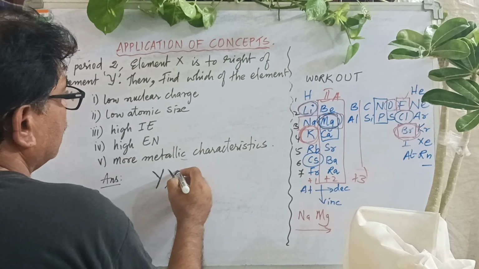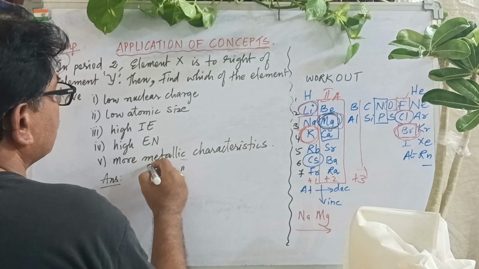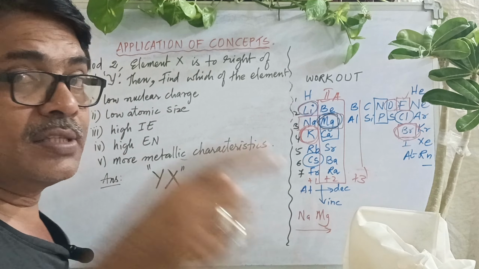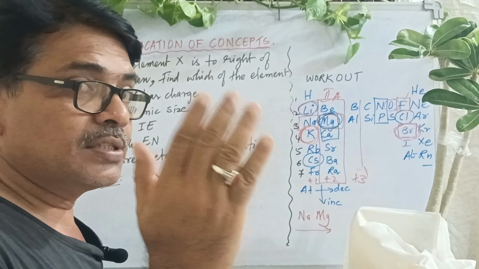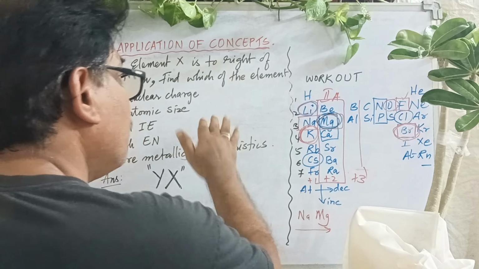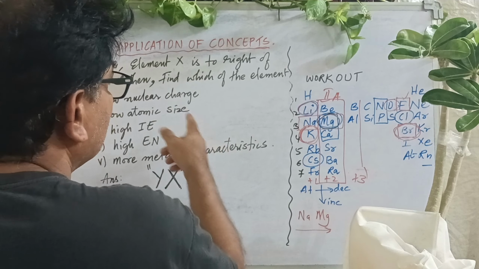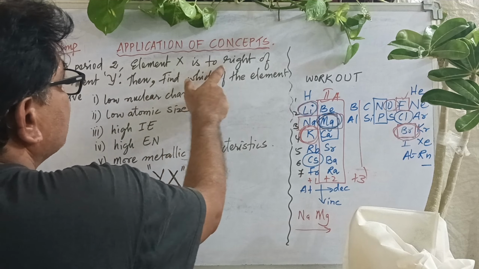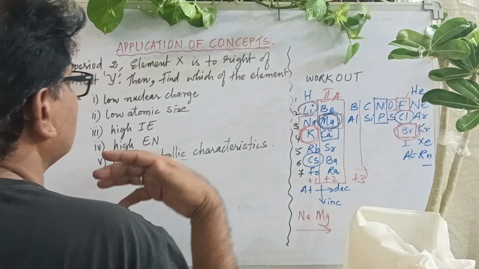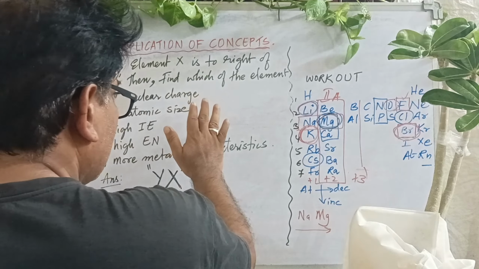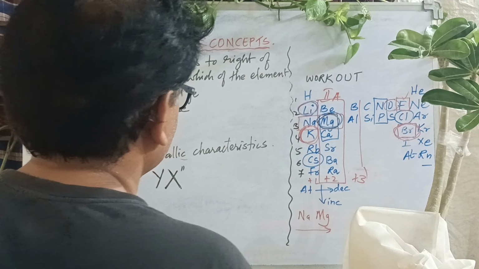If you can understand this, it's over. Y is like you, facing the board. So X is the element which is to the right of Y. Y is looking into the board, so X is this side. Finish.